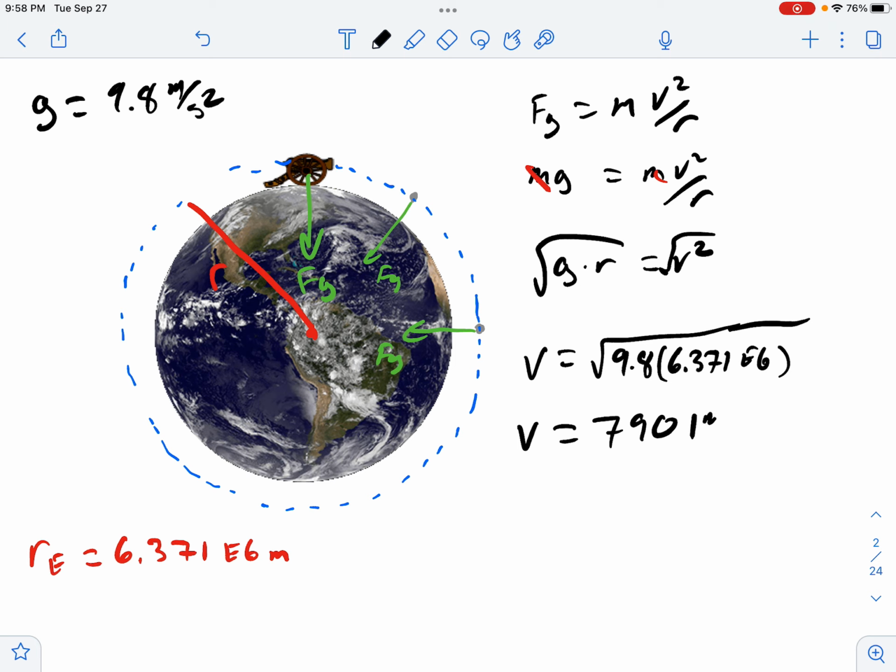7901 meters per second, which is approximately 8 kilometers per second. If we could fire a cannonball at about 8 kilometers per second, the cannonball will orbit the Earth. Now that's pretty fast. We don't have cannons that shoot that fast.